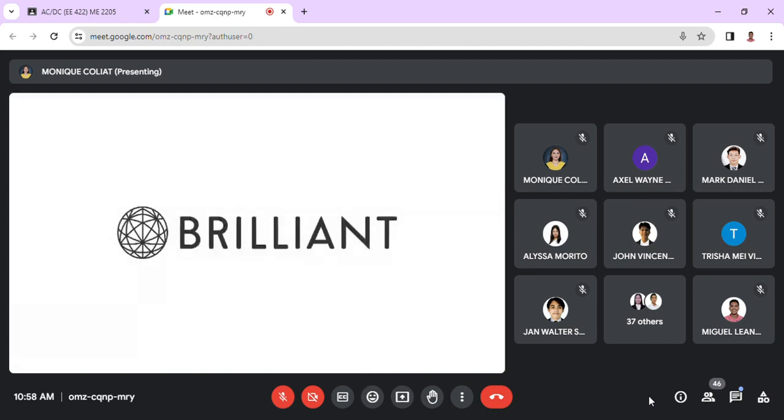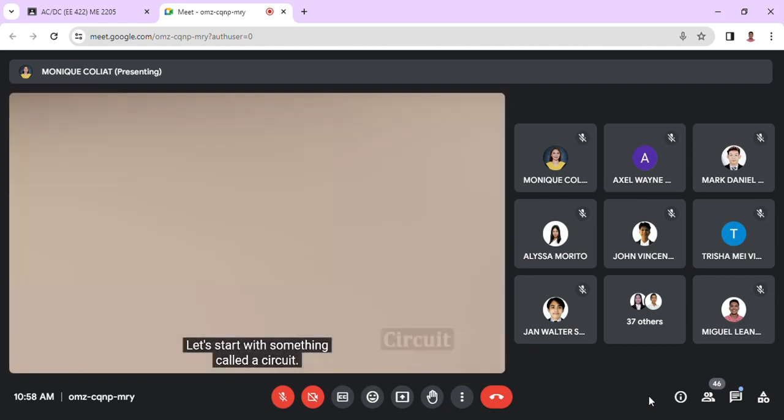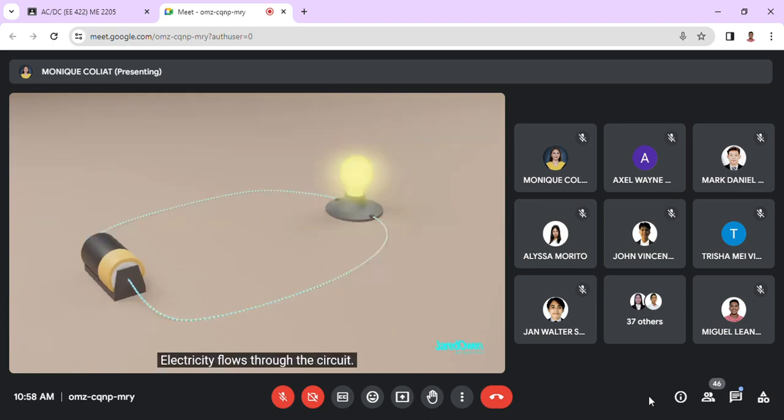Let's start with something called a circuit. You have a battery, some wires, and a device that uses electricity such as a light bulb. Electricity flows through the circuit, but as soon as there's a break in the wire, the electricity stops flowing and the light bulb goes off. The path must be complete for the circuit to work. This is best done through the use of a switch.